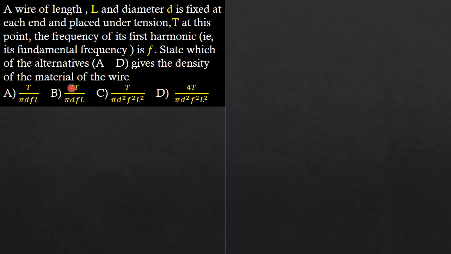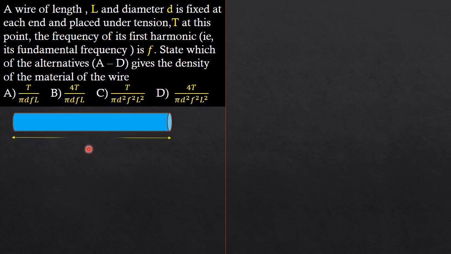So friends, let's start by trying to picture what the scenario looks like. Let's have our wire of this form. Since they said it has length L, let's indicate the length. The wire definitely has a length, which we can call capital L, and it has a diameter. This is the diameter of the wire, which we can call small d. Good. Then friends, they want us to derive an expression for the density of this wire in terms of the tension, the diameter, the frequency, and the length of the wire.